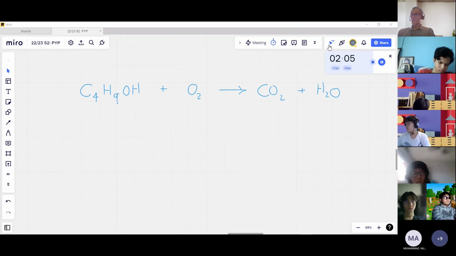But for those who have no problems at all with writing all these equations out, you can just go ahead and write out the equation for combustion of ethanol as well, because you're expected to know combustion of all four alcohols.